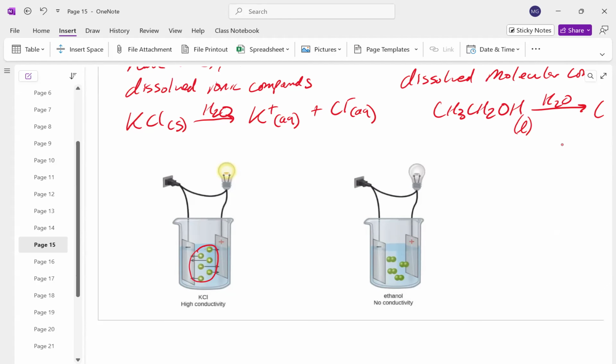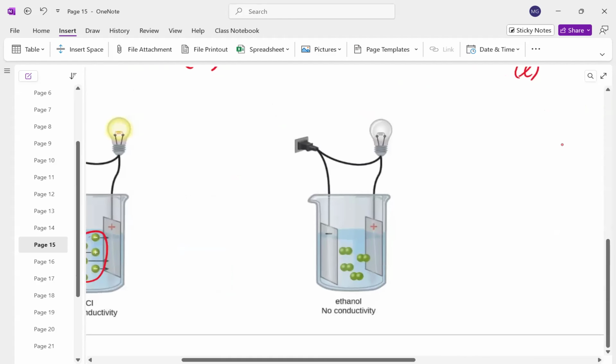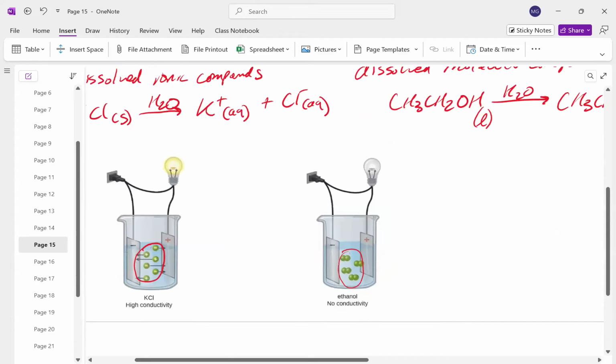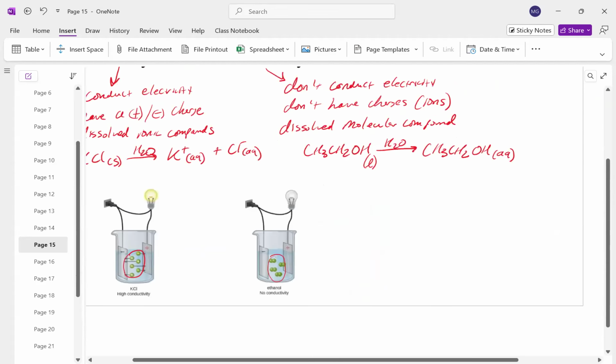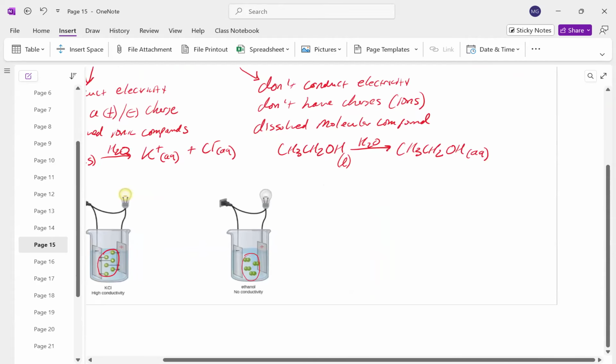But because ethanol, when it dissolves in water, does not dissolve into ions, it is just individual molecules of itself floating around with the water surrounding it. These do not conduct electricity. There are no charges to move electrons around, which is the flow of electricity.